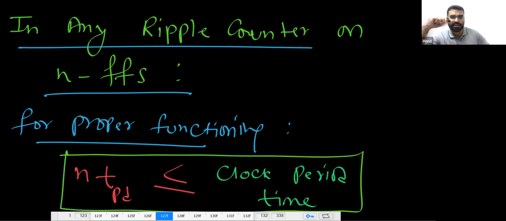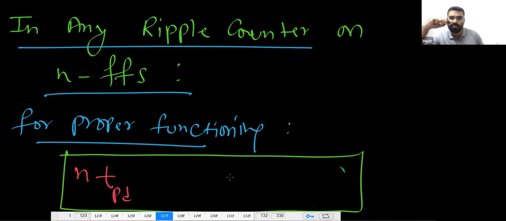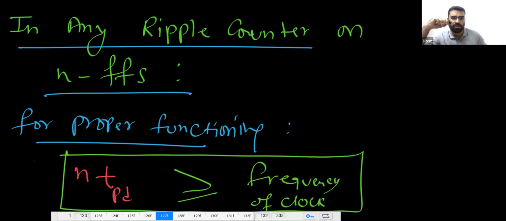In terms of frequency, what should happen? If I want to find the frequency, this will change because you divide by 1. So the period must be greater than this, and so the frequency must be less than this. The frequency of the clock should be less than or equal to 1 by n TPD. Yes or no? Is this clear? Let me know. Many questions are asked in the GATE exam on this point. Did you understand this point?